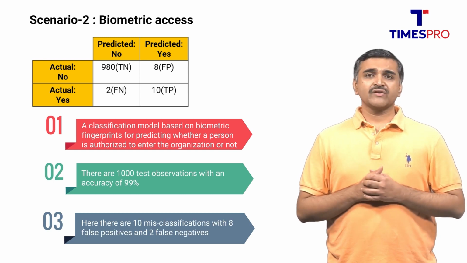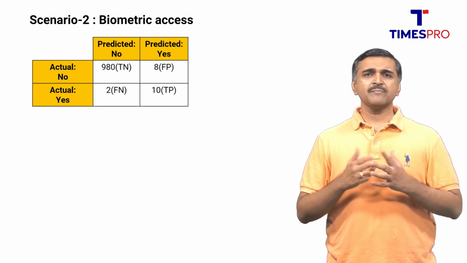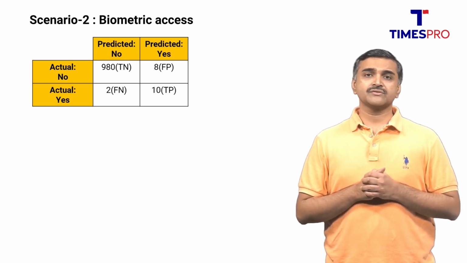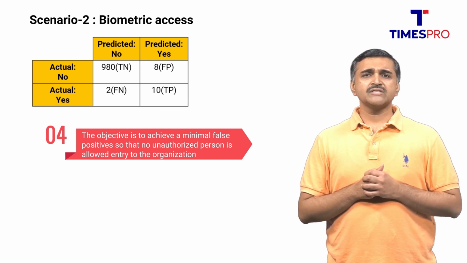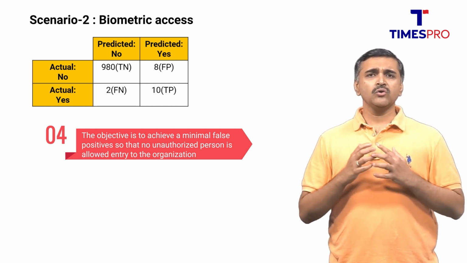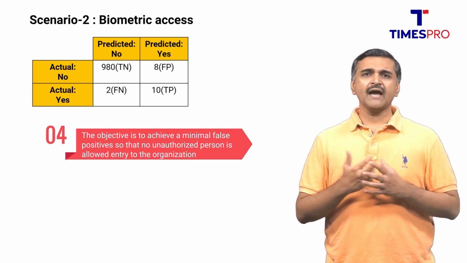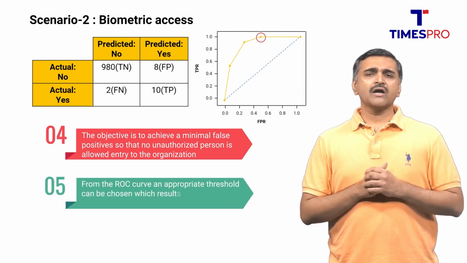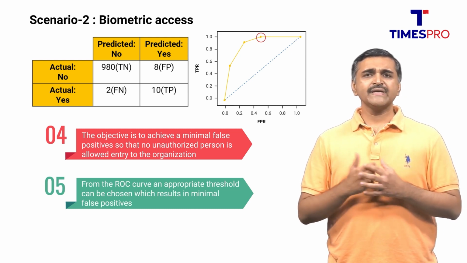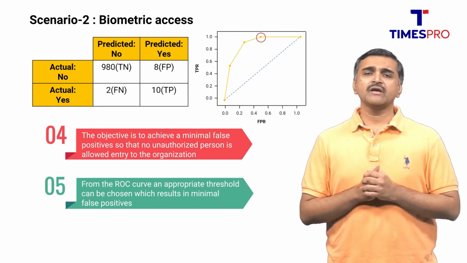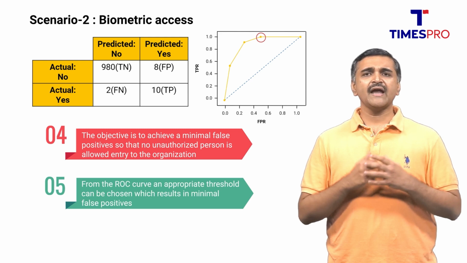Here there are 10 misclassifications with 8 false positives and 2 false negatives. 8 false positives means 8 people have unauthorized access to the organization, which is a major security breach. Here the objective is to achieve very minimal false positives so that no unauthorized person is allowed entry to the organization. 8 false positives are in fact a very high number that should be reduced. From the ROC curve, an appropriate threshold is chosen which results in minimal false positives. Higher accuracy alone does not mean that we have the best model in place. A detailed analysis of the confusion matrix is to be carried out to understand the strengths and weaknesses of the model.